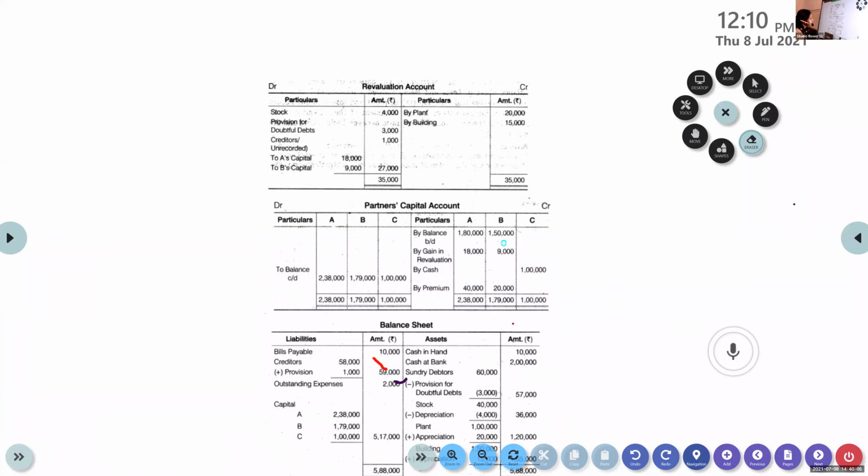Then in the question it is given that partner C, the new partner, is bringing goodwill worth 60,000. So that goodwill is distributed to the old partners. In which ratio? Goodwill is distributed to the old partners in which ratio? Sacrificing ratio. Very good. Sacrificing ratio.